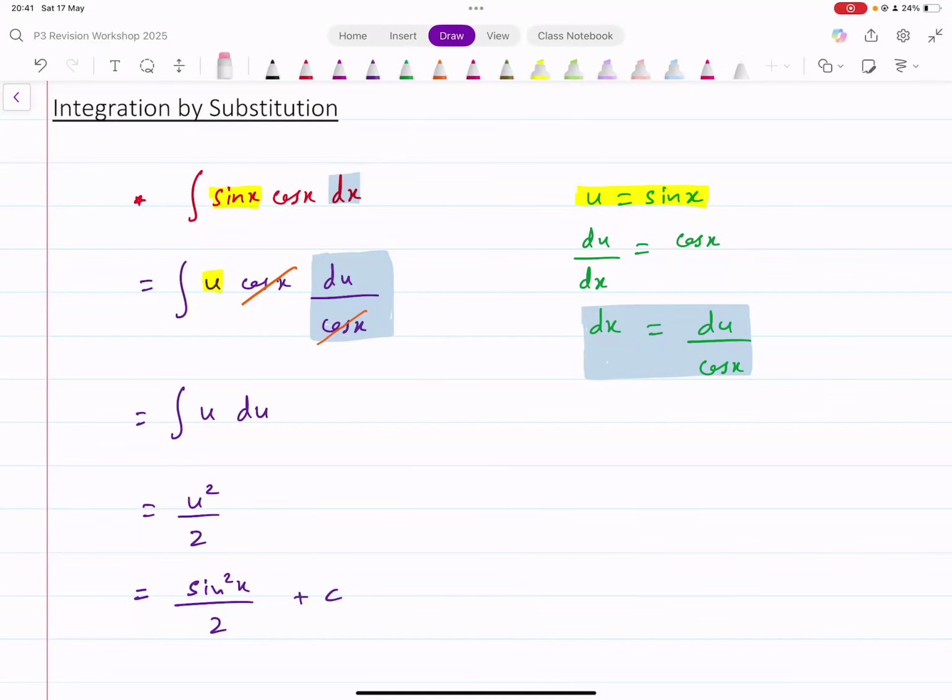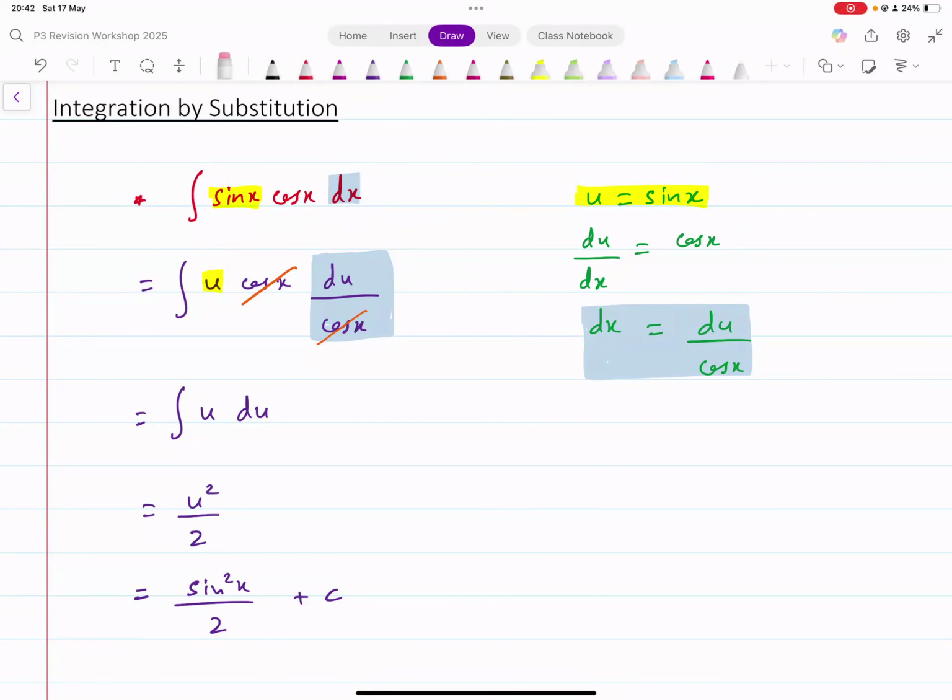Because when you convert things to something that's in terms of u, then you want to integrate them in terms of u as well, with respect to u. This is with respect to x. We want to integrate with respect to u. So we want to change this to du as well. How would that happen? Whatever substitution you're given, you would always, first of all, differentiate that. Find the derivative of that, make dx the subject, and then in that integral, you input u in place of sine x, and in place of dx, you put du over cos x.